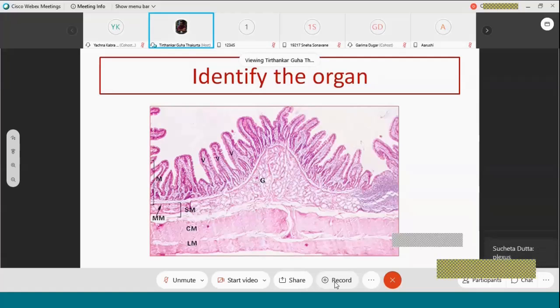So above lies the submucous plexus, and this is the myenteric plexus. There might be some connection between the two. So we can see the submucous plexus and the myenteric plexus here. This is not large intestine, because in large intestine villi are not present. Villi are inverted. They don't go from inside outward, they go from outside inward, as we shall see.